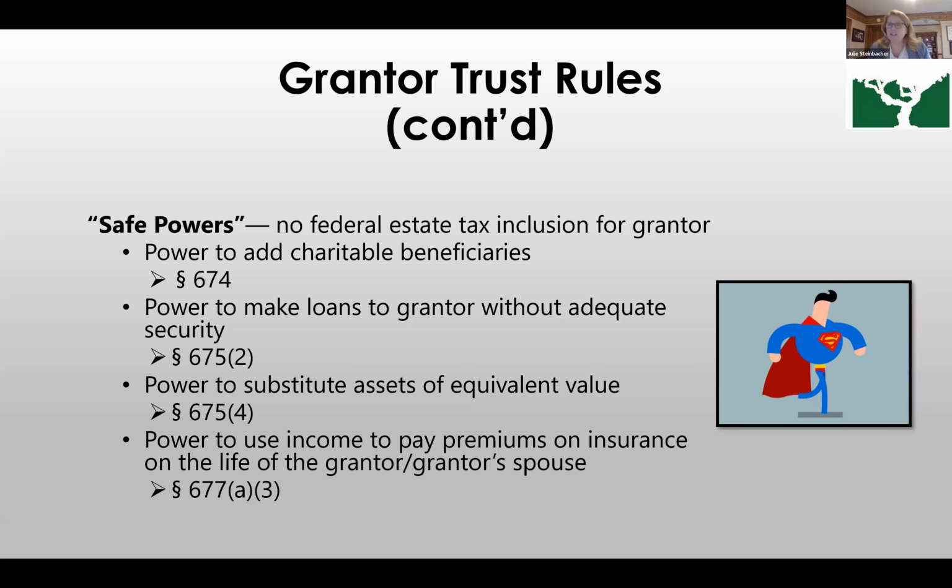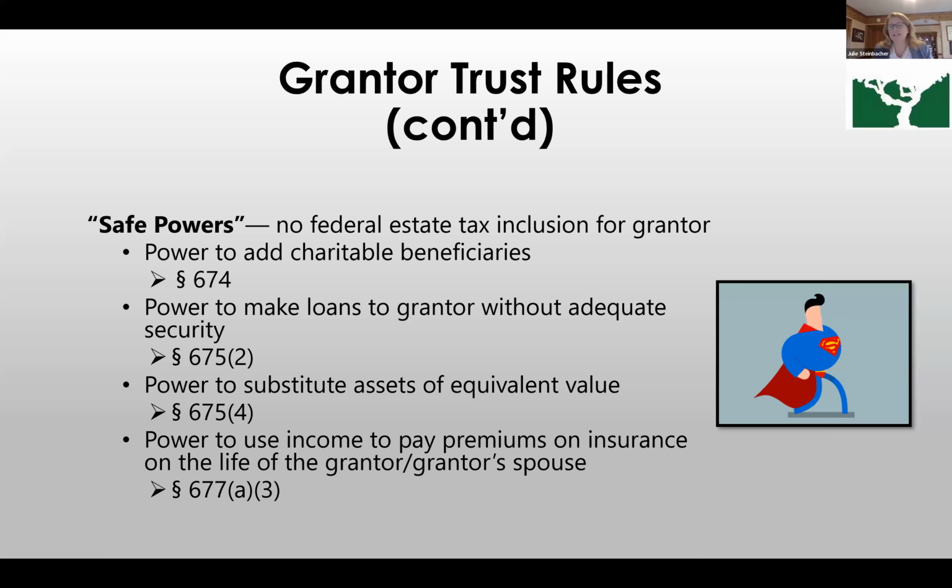So the power to add charitable beneficiaries, that's one. Don't use that a lot with real estate because that's going to trigger a realty transfer tax. Powers to make loans to the grantor without adequate security, that's enough to bring it in. Power to substitute assets of equivalent value. I use this one a lot in federal estate planning. It's probably my favorite on this list, except for it doesn't work for nursing home planning.